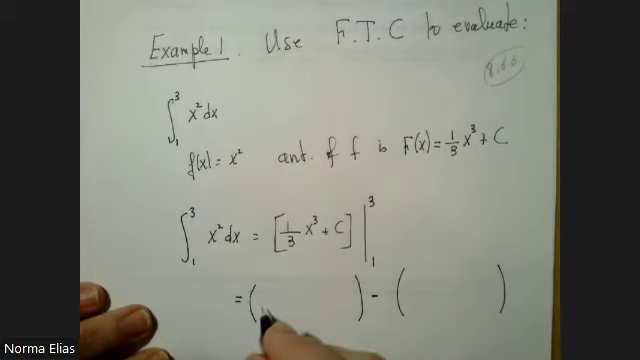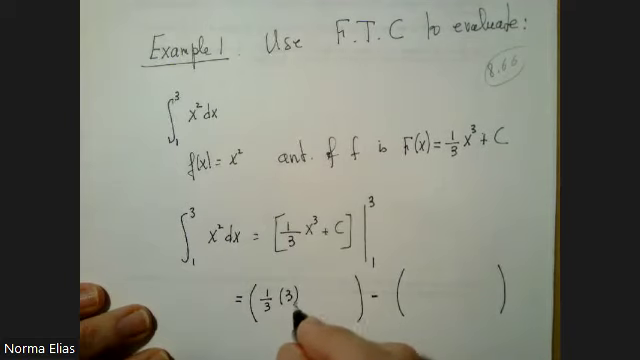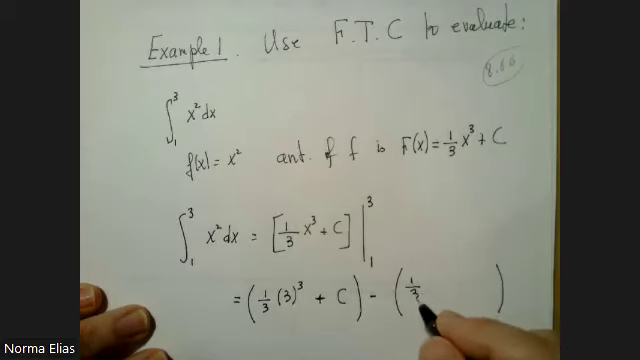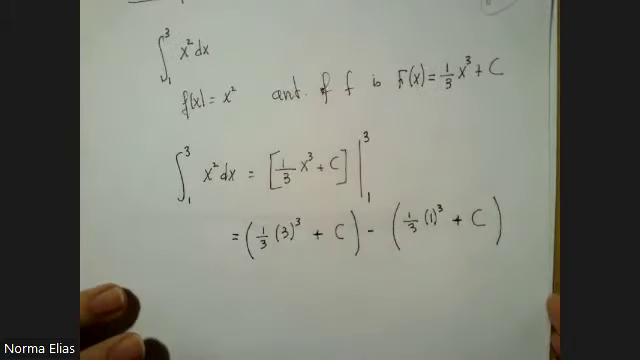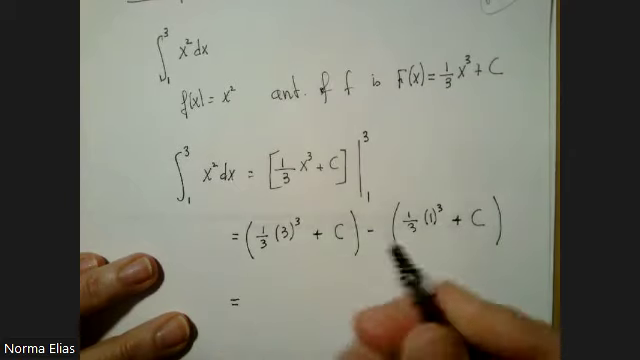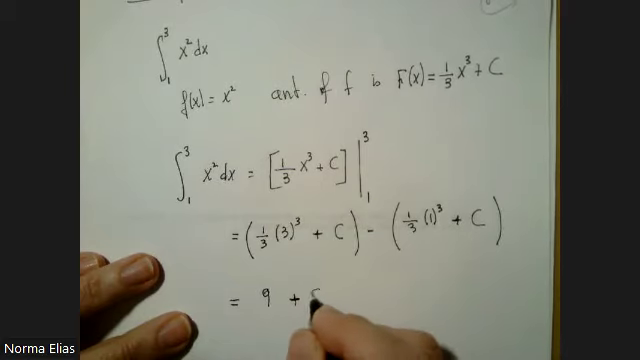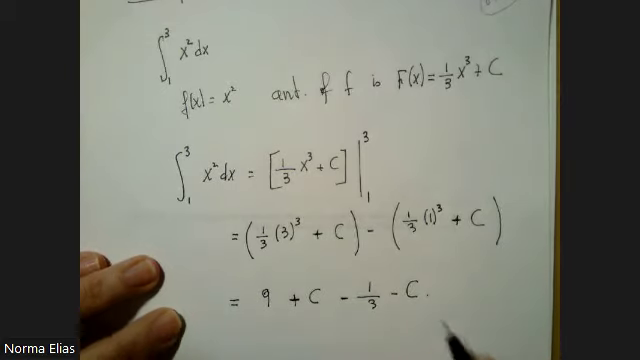So at the upper limit, it means I plug in 3 for x, add a c, minus at the lower limit, plus c. And now I evaluate. This is equal to 3 to the power 3 is 27. 27 divided by 3, which is going to give me a 9, plus c, minus 1/3, minus c.